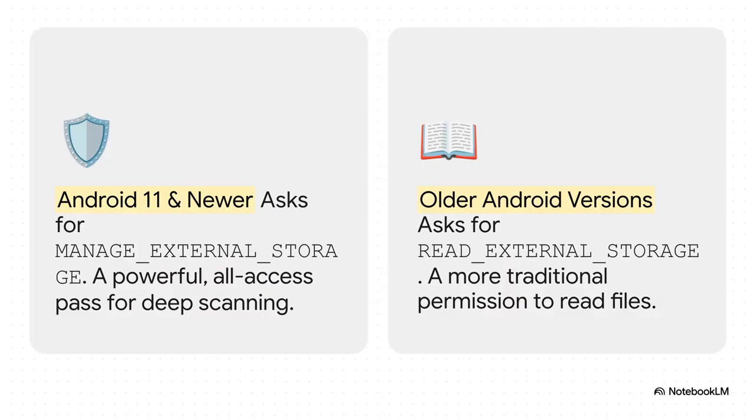And right here, this is our first real glimpse into that hidden complexity. See, on newer Android phones, privacy is locked down much tighter. So to do that deep scan for files, this app needs to ask for a really powerful all-access pass. On older phones, the request is a bit more traditional. A good app has to know how to ask for the right thing on the right device. It's all about playing by the rules of the operating system.